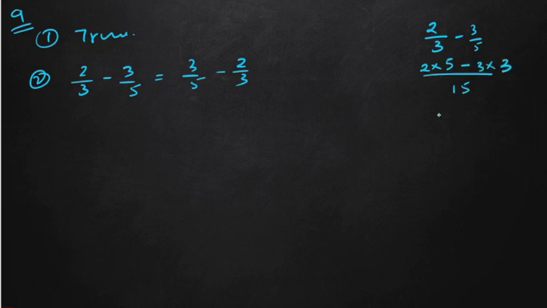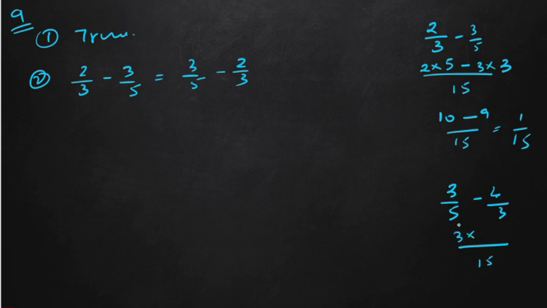And if you solve the right hand side, 3 by 5 minus 2 by 3, the LCM is 15. So 3 into 3 is 9, minus 2 into 5 is 10, over 15. So 9 minus 10 is minus 1, because 10 is the bigger number and the sign of the bigger number is negative here. So the answer is minus 1 by 15. Is minus 1 by 15 the same as 1 by 15? No, these two are not equal.